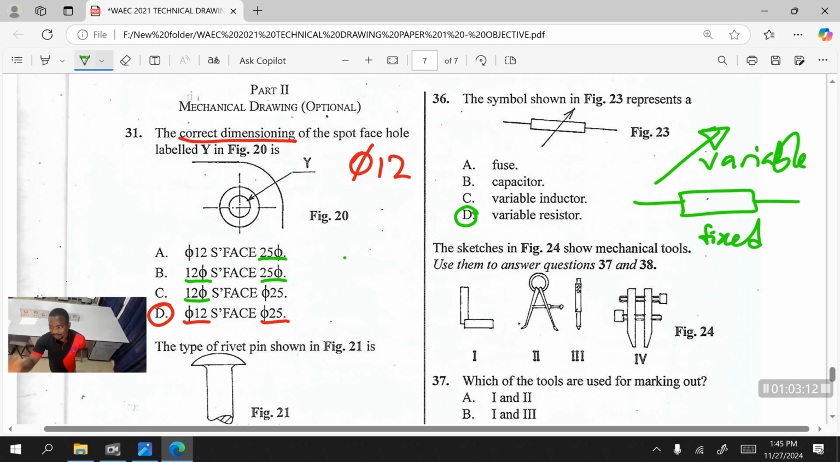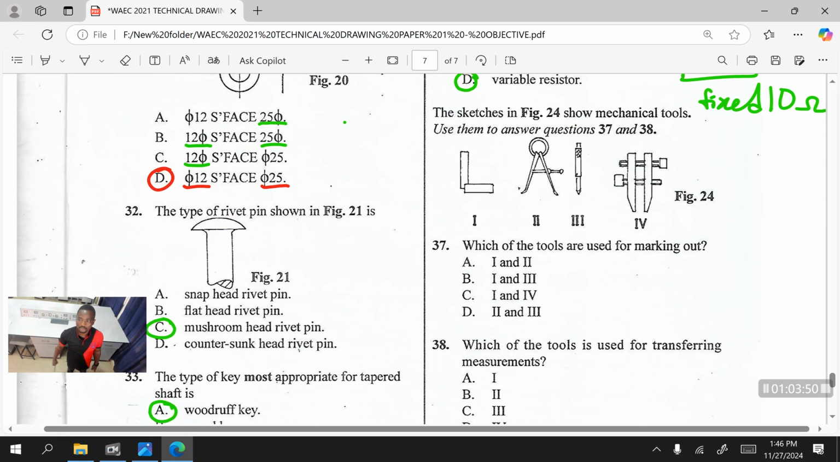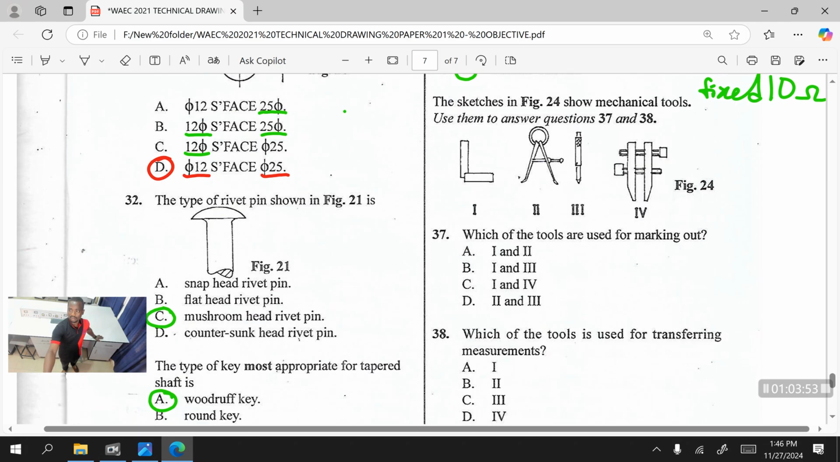Fixed means that the fixed value of this resistor could be 10 ohms. Do you get it now? Could be 10 ohms. But if it is a variable resistor, it will not be fixed. The value will not be fixed. It will not be a fixed 10 ohms. They might give you maybe 10 to 15 ohms. Do you get it now? So it varies, depending on the current you are trying to pass through the component.